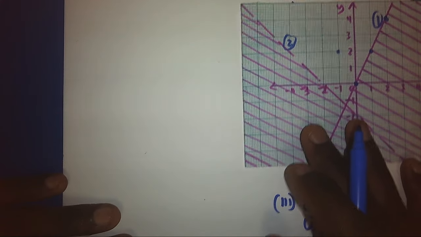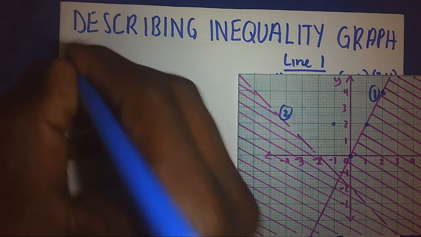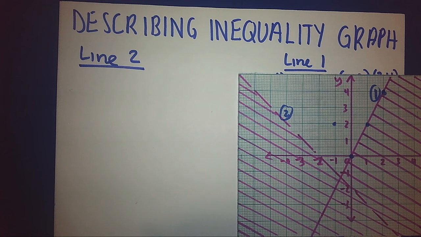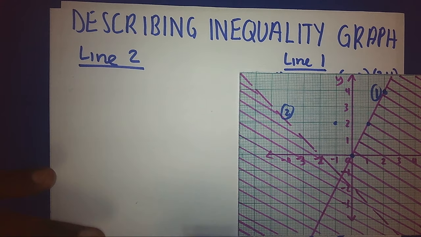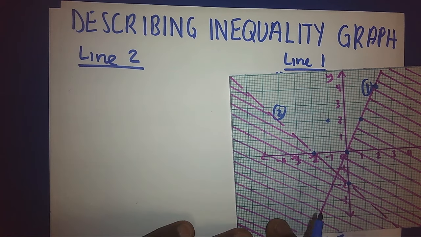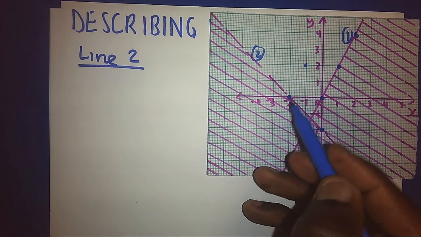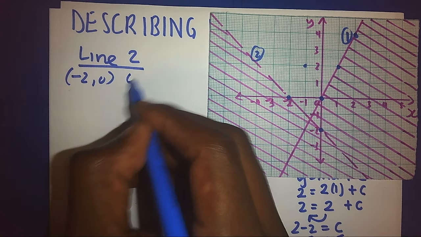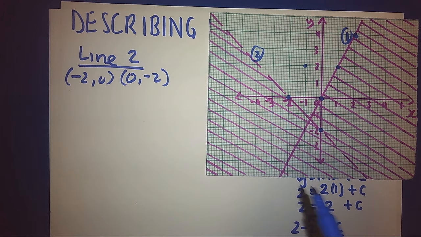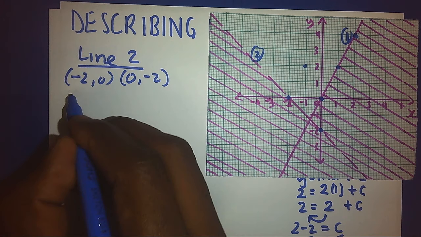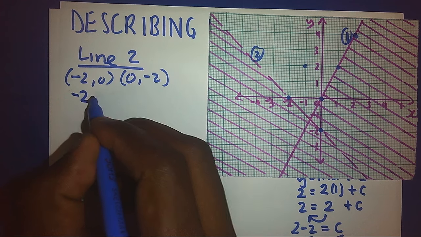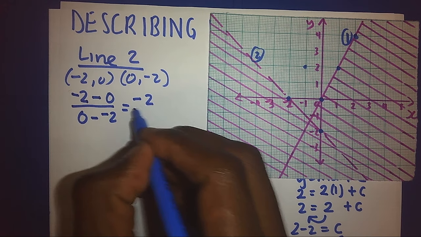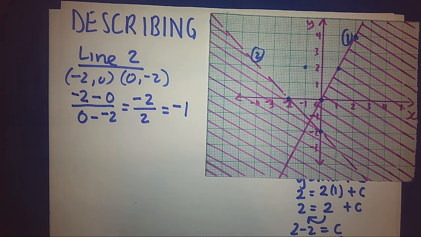Line 2. When you look at our line 2, you'd realize it is broken. So because it is broken, our final answer will not have the equal sign. But first step, pick 2 points from the line. I pick (negative 2, 0) and (0, negative 2). I will use these 2 points to find the equation of this line. Gradient: y2 minus y1 over x2 minus x1. It gives me negative 2 over 2, and that is negative 1. So my gradient is negative 1.